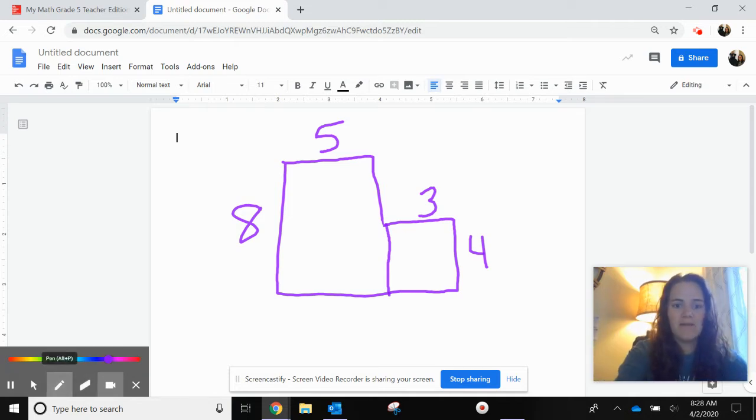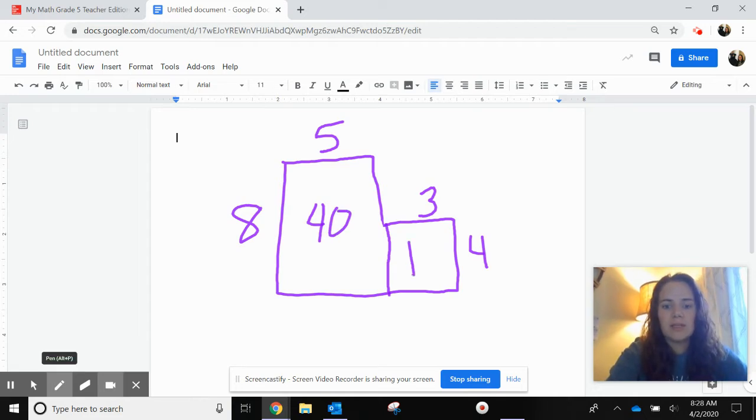From those two separate rectangles, what would you do? Well, we'd find the area of this one. 8 times 5 is 40. 4 times 3 is 12. Now what do we do to find the area of the whole thing? We add that 40 plus that 12, because this figure is made up of a rectangle with an area of 40 and a rectangle with an area of 12. So if we combine those two, we get this entire figure with an area of 52 units squared.